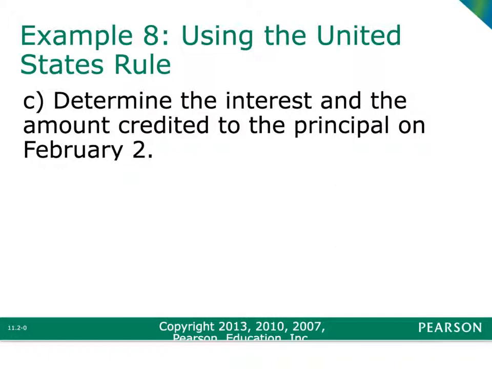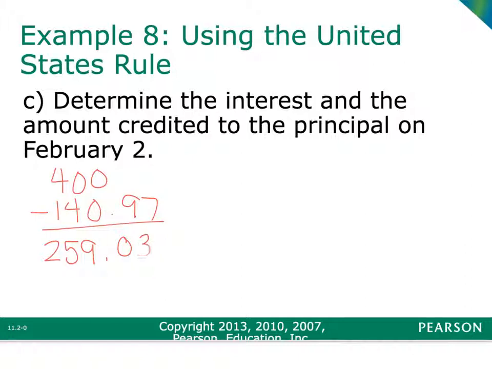Question C. Determine the interest and the amount credited to the principal on February 2nd. Okay, so since there was a second partial payment made, we're going to have to use the banker's rule. Now be careful, our original loan amount was $400, but we made a partial payment of $140.97. So we're going to have to deduct that because this is going to be our new principal amount. So our new principal amount when we do our subtraction is $259.03.